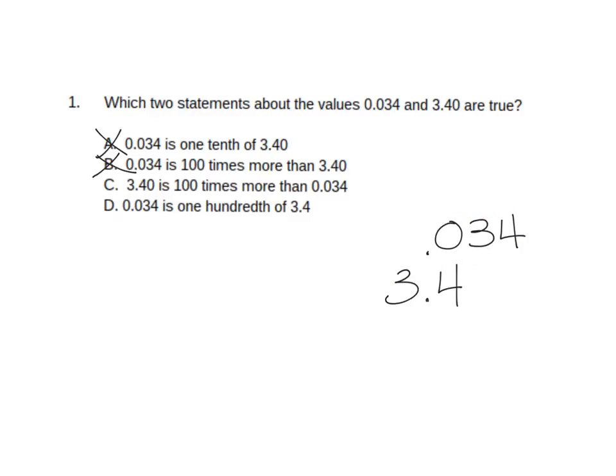And let's check D. D says that this number is 1/100th of this. So 1/100th of this would be this divided by 100. So if we divided this by 10 and divided it by 100, the decimal would go here, and we'd have to put a 0 in the open spot. So it would look like that, which is exactly what our other number looks like. So both C and D are correct because it says which two statements about the values of those are true.